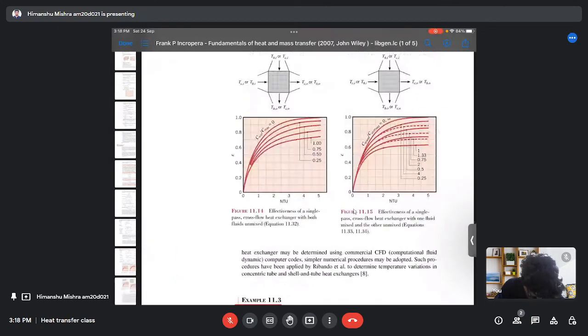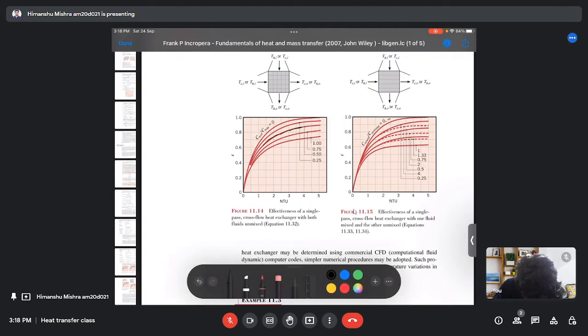Sorry, so figure 11.14 has the plot of effectiveness and NTU for the cross flow heat exchanger. So we have the effectiveness as 0.65, and we found the ratio of the heat capacity rates to be 0.544. That means we have to follow this line here, which corresponds to 0.5. So basically we are just above this line since we have 0.544.